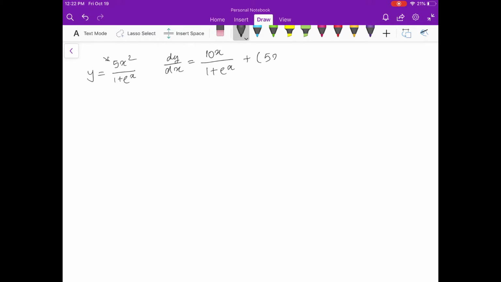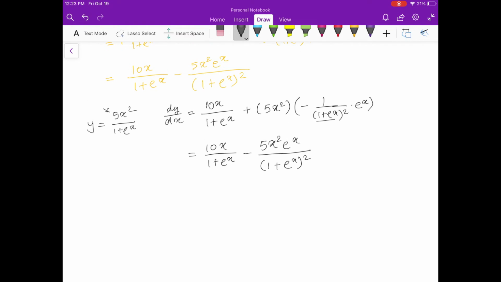And then we keep the numerator as it is and differentiate the denominator. So first that's negative 1 plus e to the power x squared times, just differentiate the part that's inside, which is e to the power x. So this gives us 10x over 1 plus e to the power x minus 5x squared times e to the power x divided by 1 plus e to the power x squared. And we see that that's indeed what the backprop algorithm also gave us.